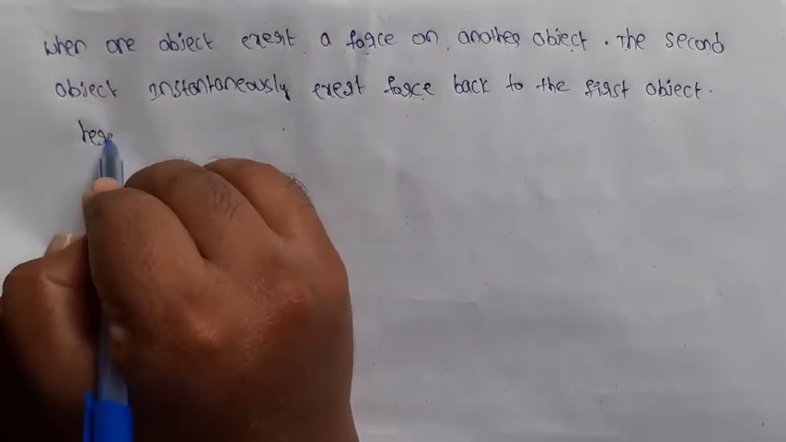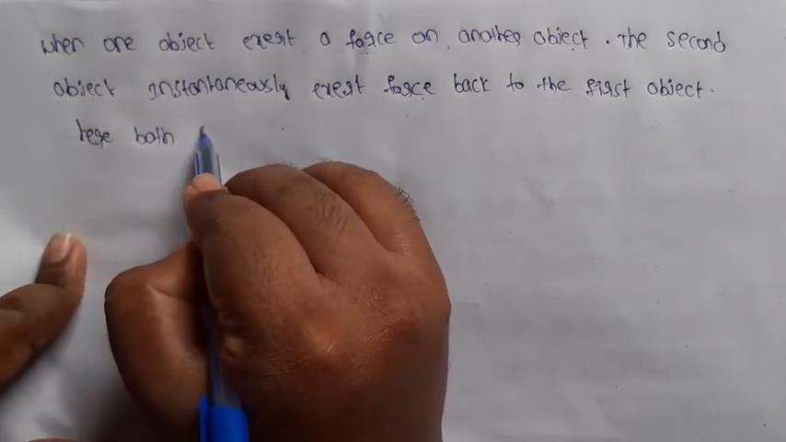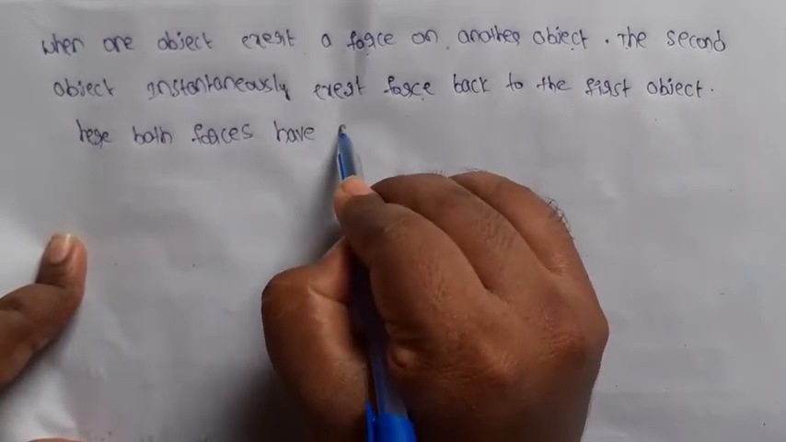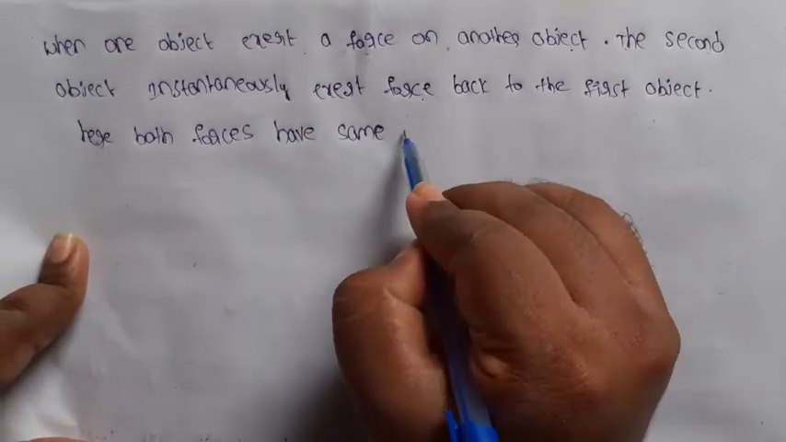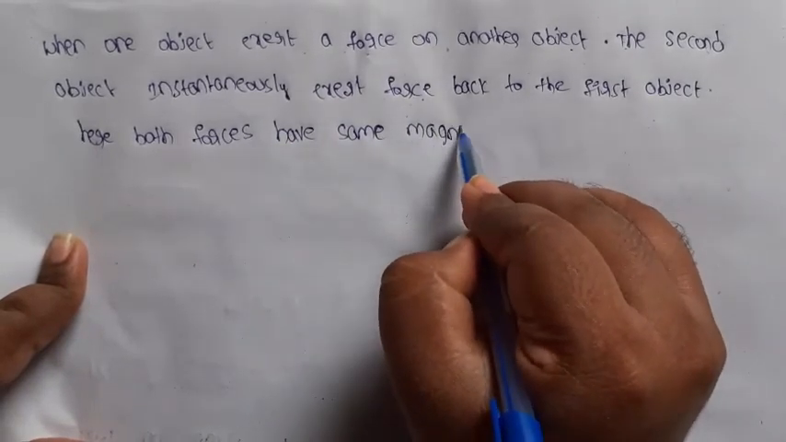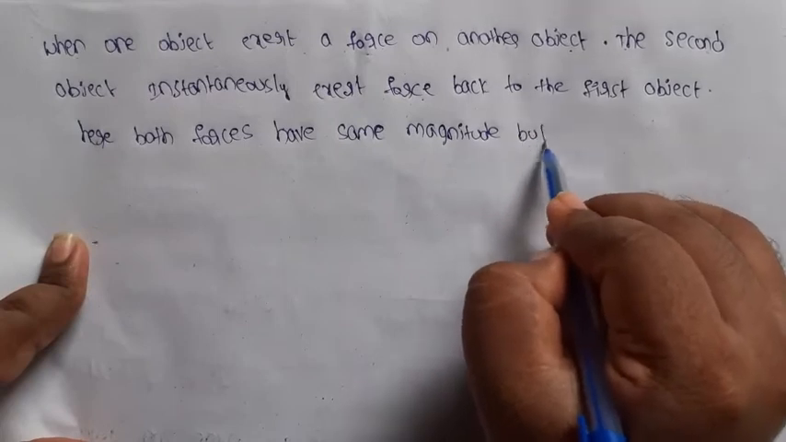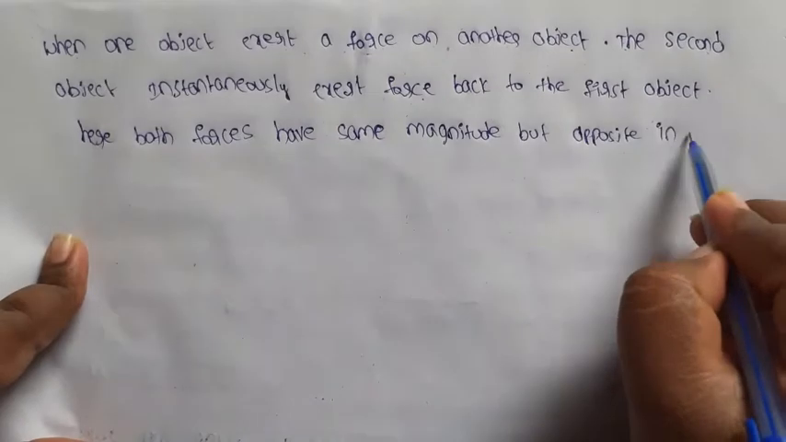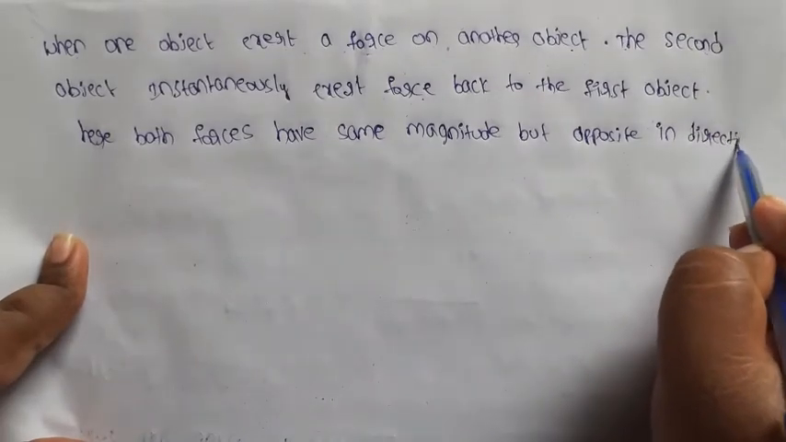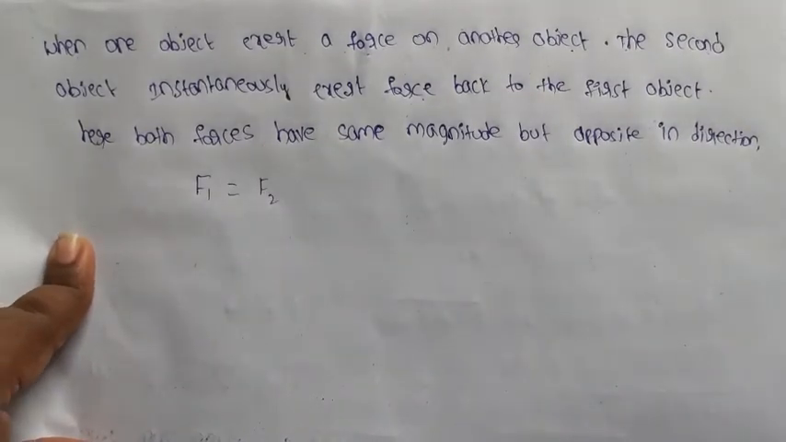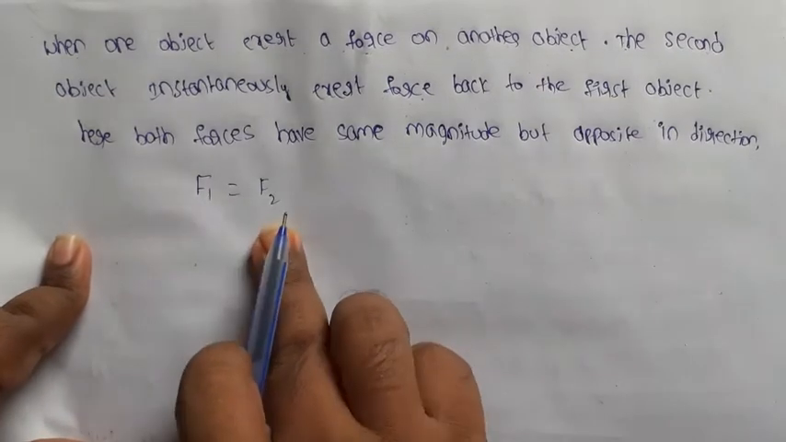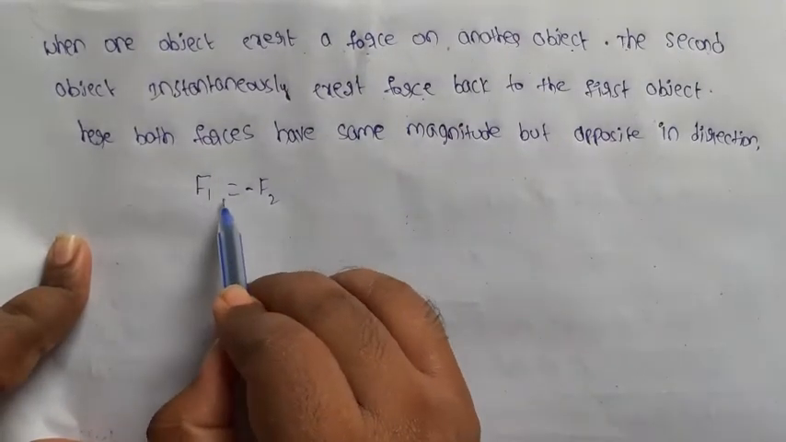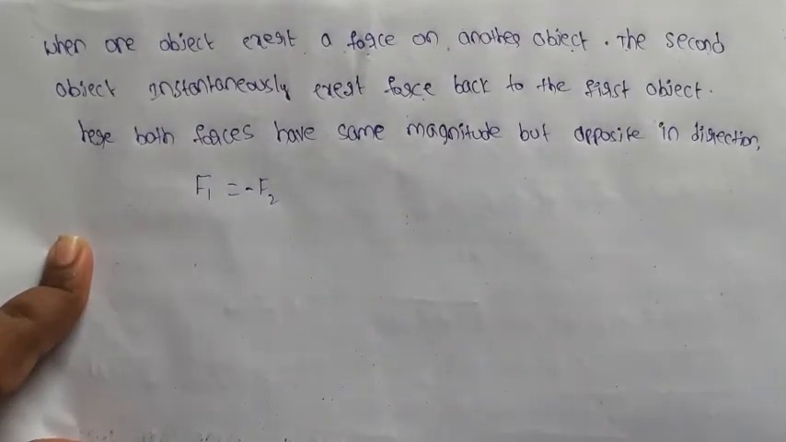Here both forces have the same magnitude but opposite direction. Here both forces have the same magnitude but act in opposite directions. F1 equals minus F2.